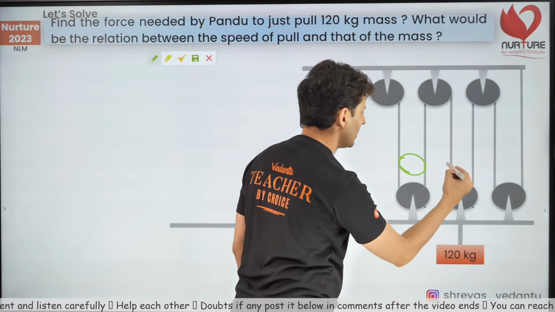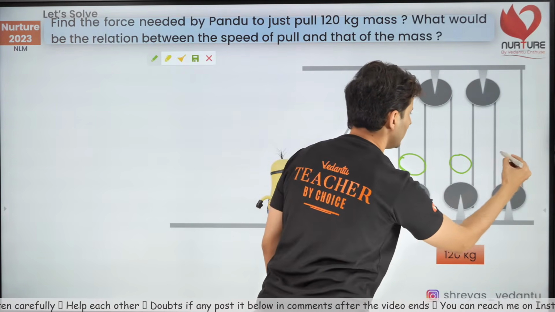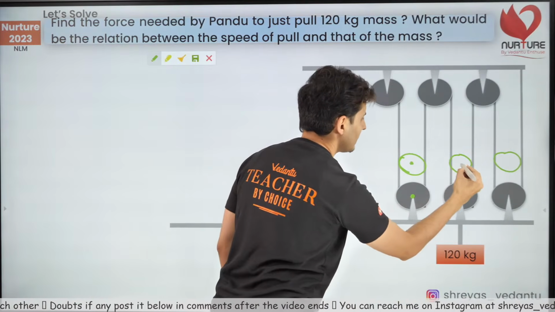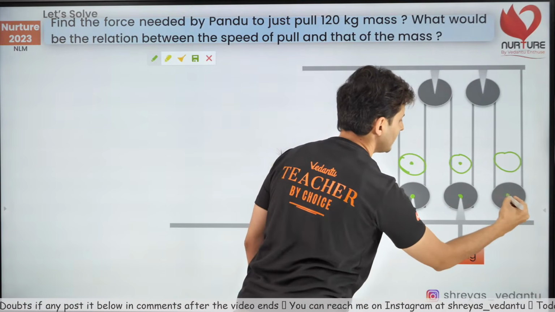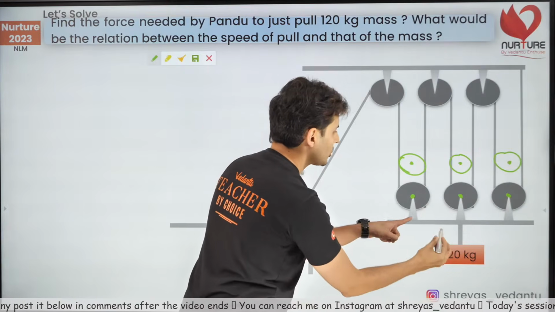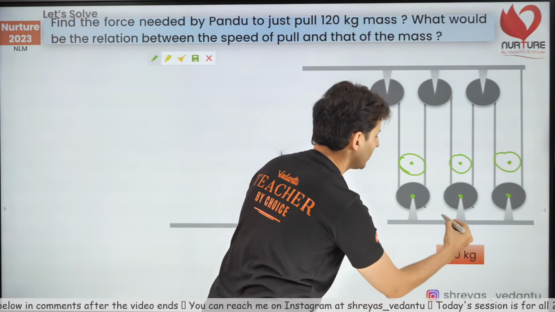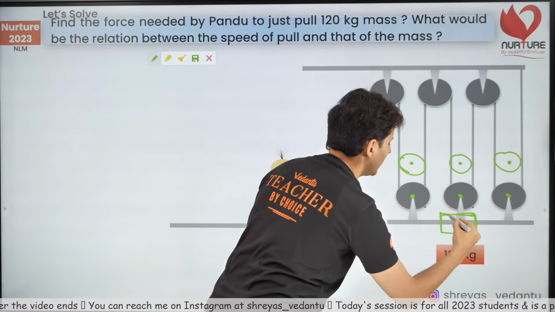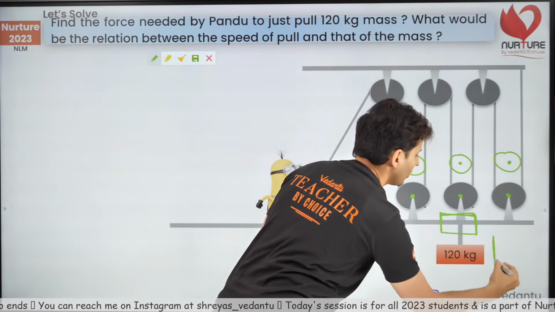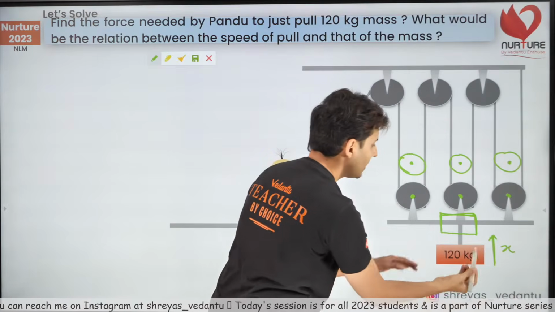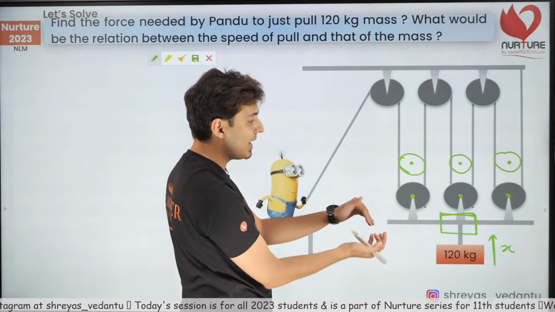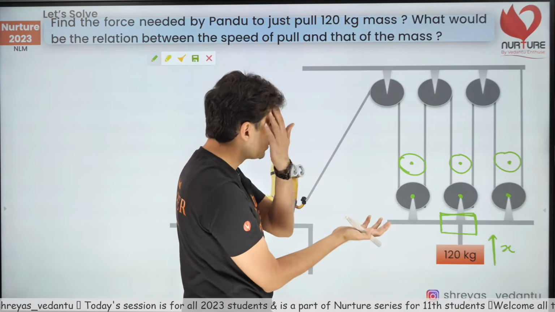Let's say this pulley goes here, this pulley goes here, this pulley goes here. Like this, this center has gone here, this center has gone here, this center has gone here. So how much will the block go up by? Think this way. Let's assume the block goes up by x. The platform also will go up by x.